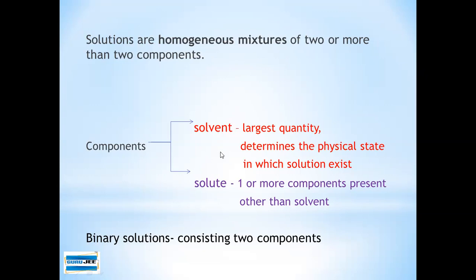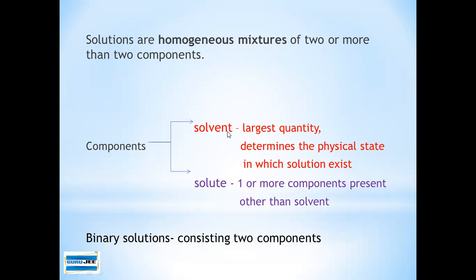And the two components in a solution are, one is the solvent, the other one is the solute. Solvent is the substance with the largest quantity. Okay, it determines the physical state in which the solution exists. In the first example you gave, it is salt water. Gobika gave an example of salt water. Then which one is the solvent in salt water?